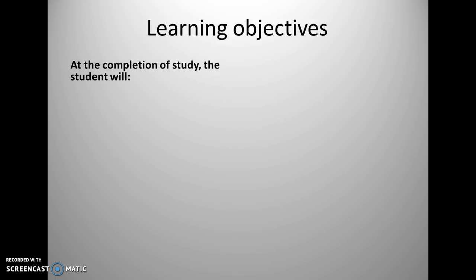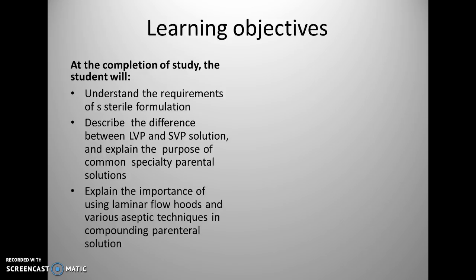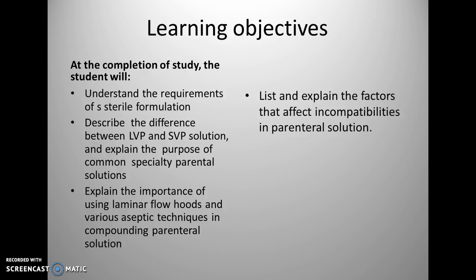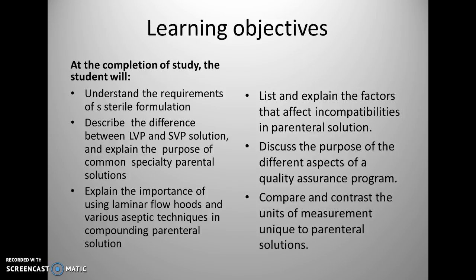So what are your learning objectives? At the end of this chapter, you should be able to understand the following: the requirements for sterile formulation, the differences between LVP and SVP solutions, and be able to explain the purpose of commonly used specialty parenteral solutions. You should explain the importance of using laminar flow hoods and various aseptic techniques in compounding parenteral solutions, list and explain the factors that affect incompatibilities in parenteral solutions, discuss the purpose of the different aspects of a quality assurance program, and be able to compare and contrast the units of measurement unique to parenteral solutions.